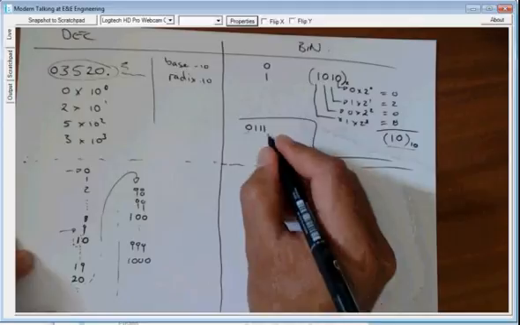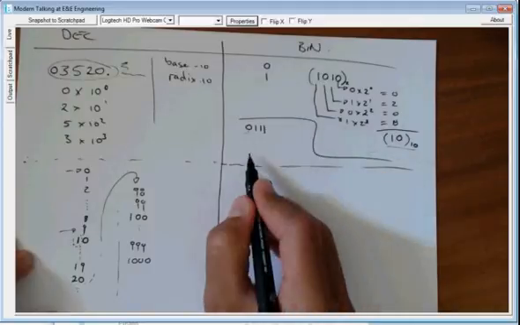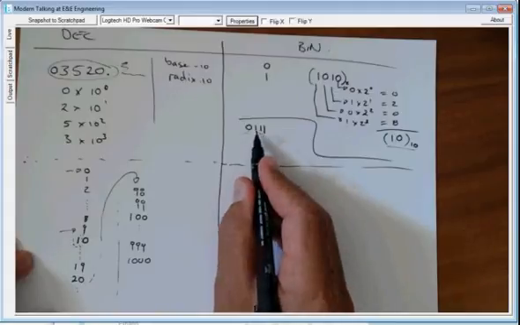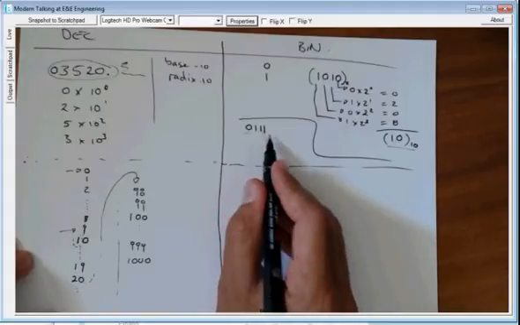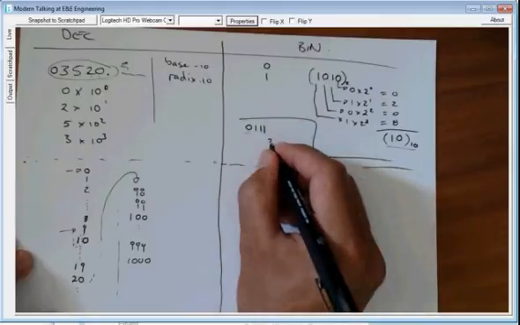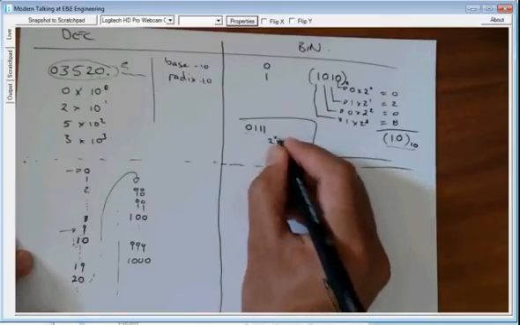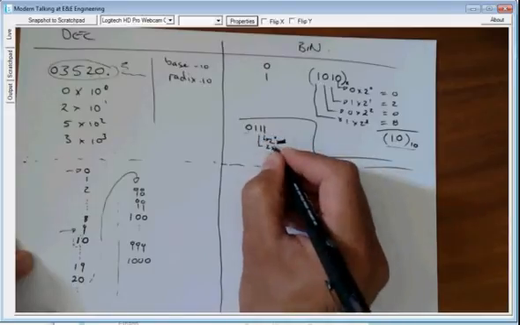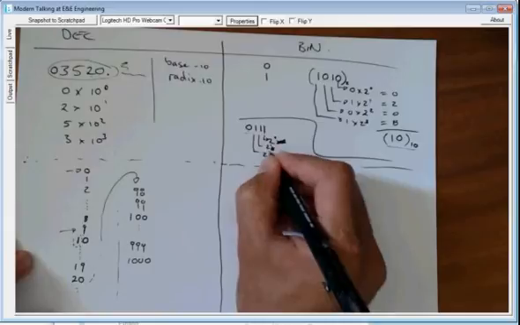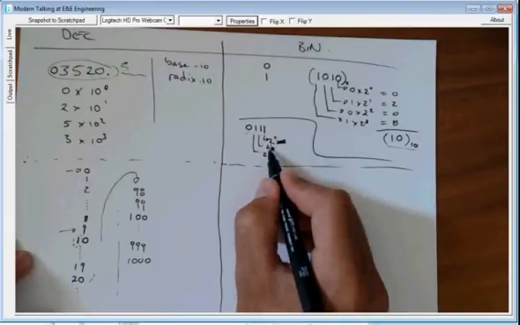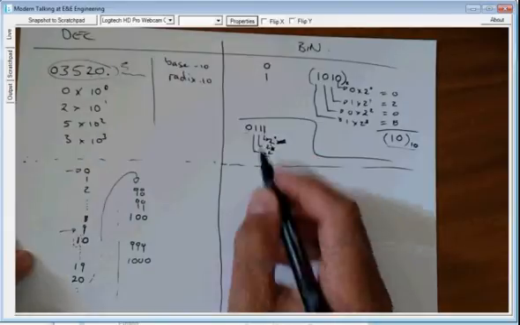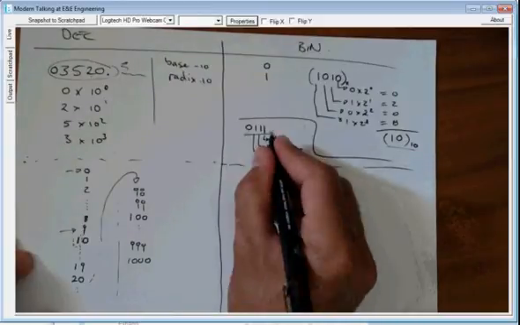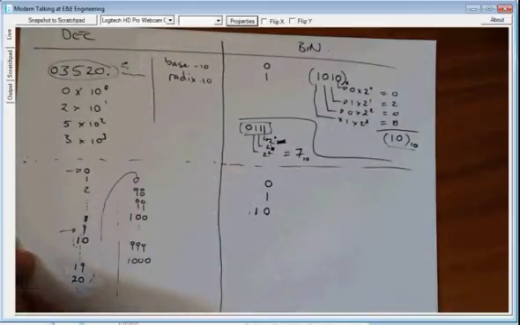And this relates to 1 times 2 to the power 0, which is 1, plus 1 times 2 to the power 1, which is 2. So I'll just write that out because I made a mistake. 2 to the power 0 times 1, 2 to the power 1, and 2 to the power 2. So it's 1 plus 2 plus 4. That gives us a total of 7. So 7 in decimal is equal to 0111 in binary.